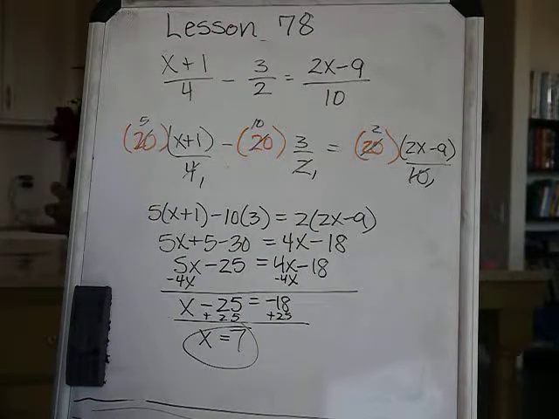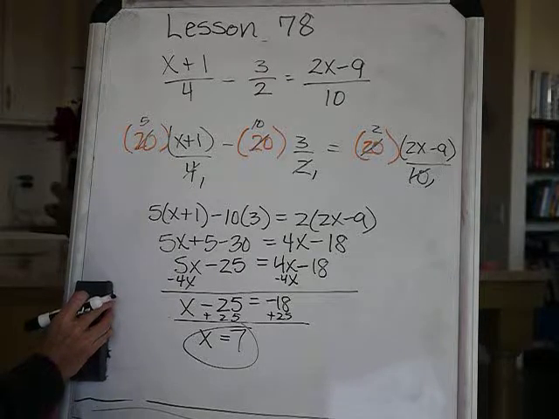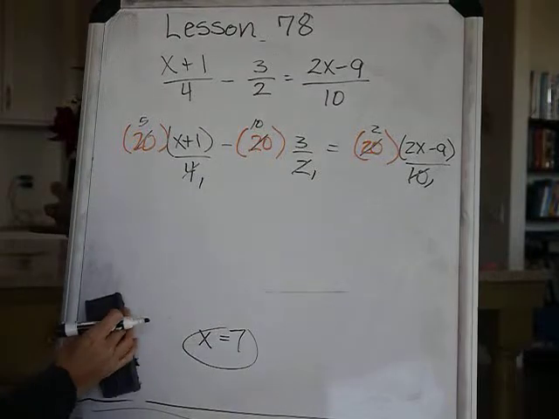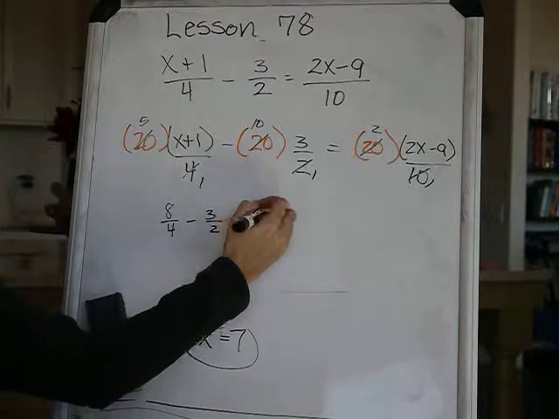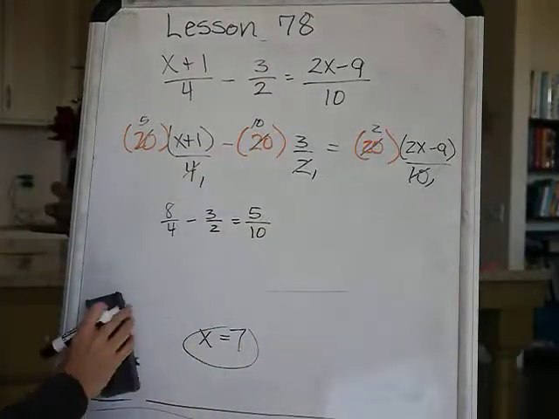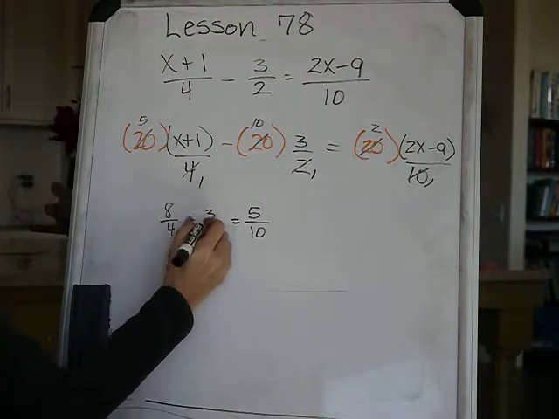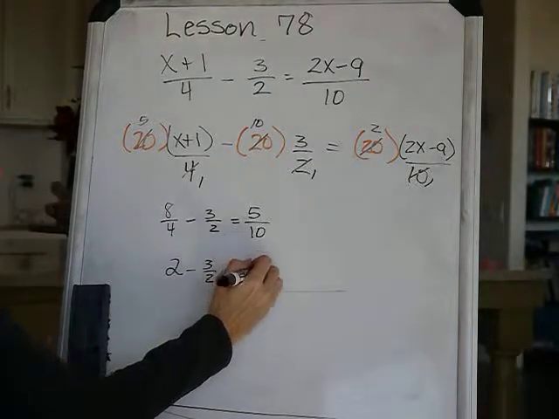Did you try checking it? No. If we check it, can I erase my work for you guys here? You cool? Okay. So we get x is 7, so that gives us 8/4 minus 3/2 equals 14 minus 9, which is 5/10. Well, that's the same as 2 minus 3/2, or 1/2 equals 1/2, right?